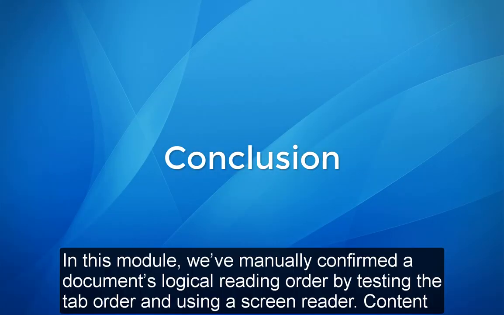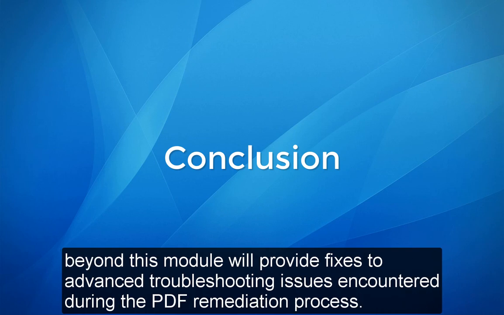Conclusion. In this module, we've manually confirmed a document's logical reading order by testing the tab order and using a screen reader. Content beyond this module will provide fixes to advanced troubleshooting issues encountered during the PDF remediation process.